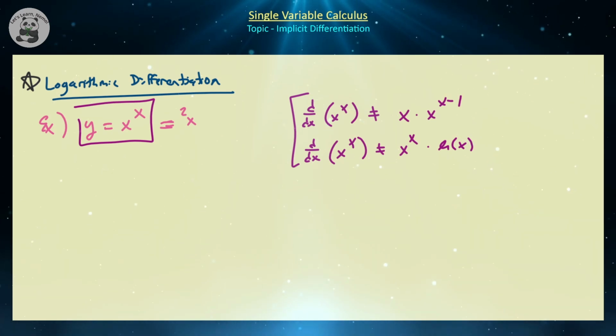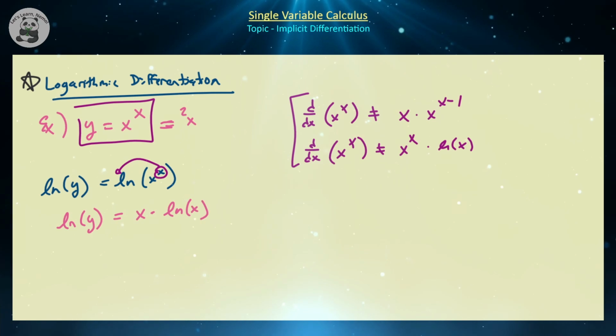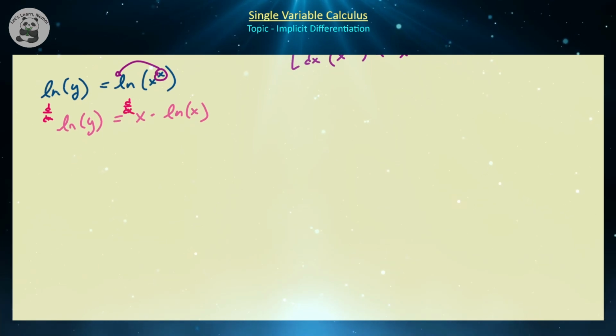So I'm going to start off by taking the natural logarithm of both sides of this expression. So the natural log of y is equal to the natural log of x to the power of x. And I'm going to use our properties of logarithms, and I'm going to bring that other x down. So now I'm going to have the natural log of y is equal to x times the natural log of x. And now I'm going to use our differentiation tricks and differentiate both sides with respect to x.